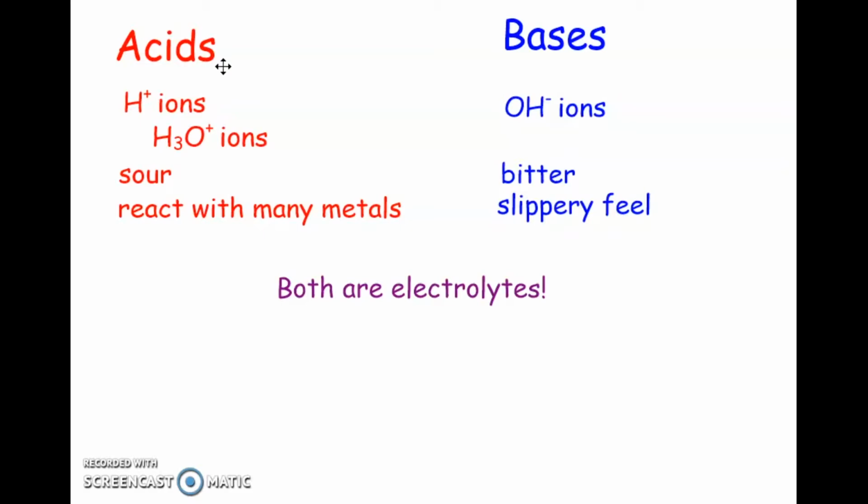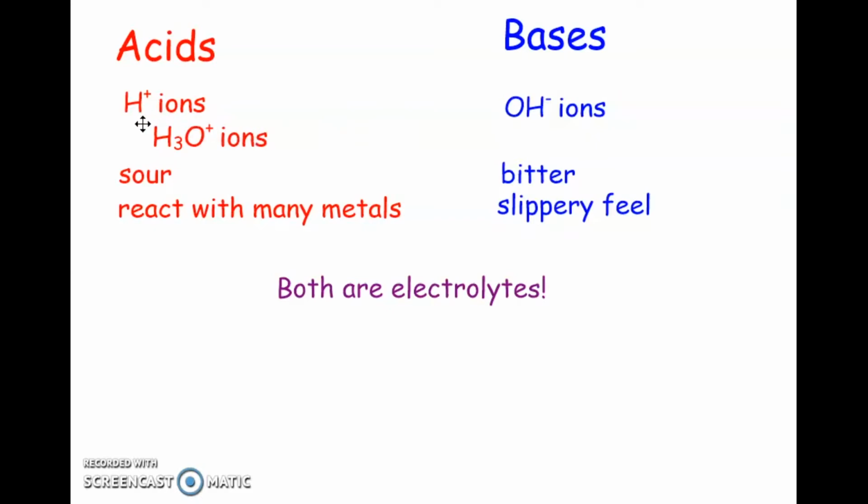Acids are defined as a substance that produce H+ ions in water, and bases produce OH- ions in water. So acids and bases both dissociate when we put them into water, acids producing specifically H+ ions, the hydrogen ion, and bases producing OH- ions, the hydroxide ion.